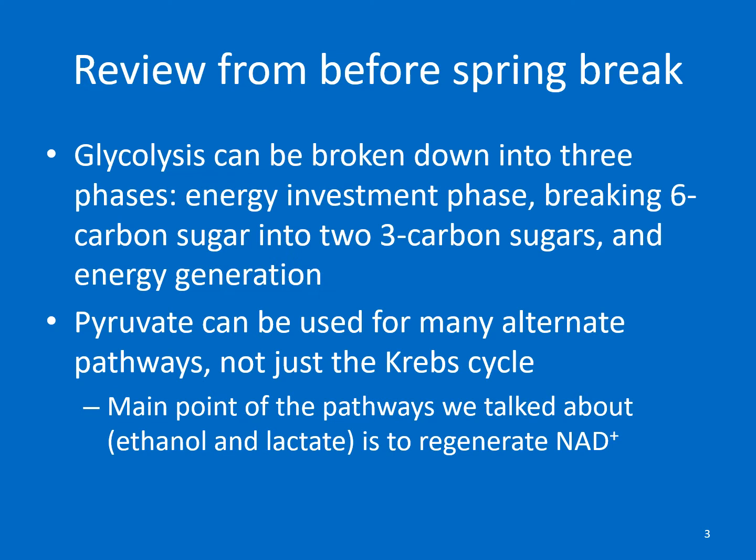And pyruvate, as the end point of glycolysis, can be used for other pathways as well. Of course, we know about the Krebs cycle, which is the most important one, but there are also other alternate pathways, such as fermentation to form ethanol or lactate formation. And the main reason each of these exist is to regenerate NAD+. And if we don't have any NAD+, we can't continue with glycolysis. So the main point of these is to regenerate that important cofactor for that enzymatic pathway.